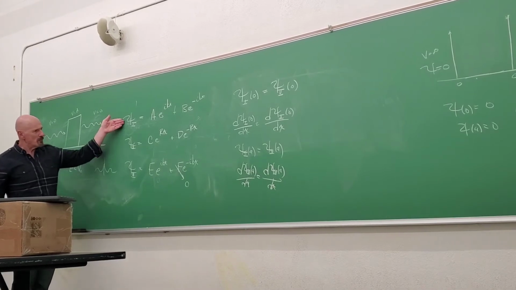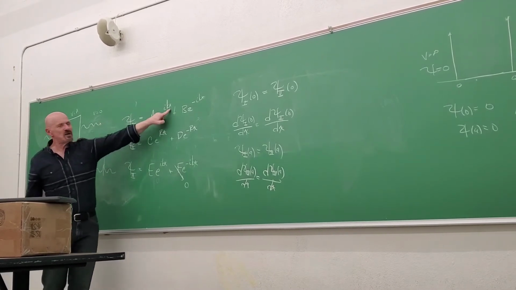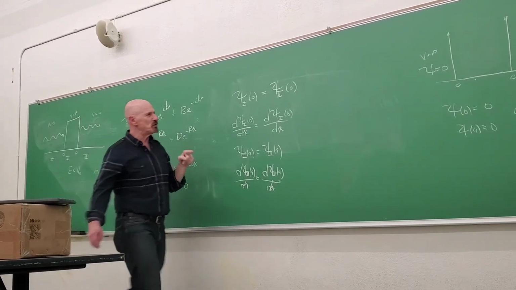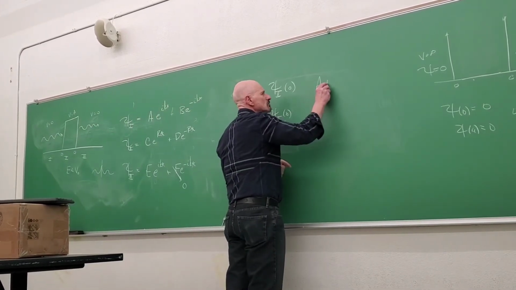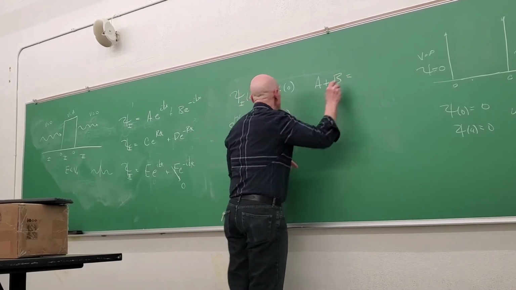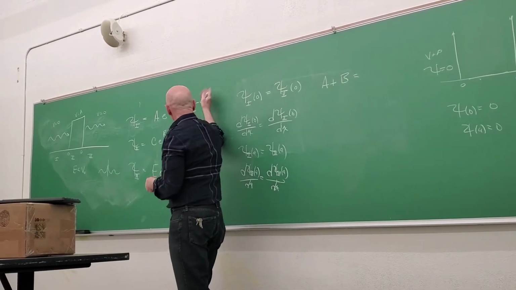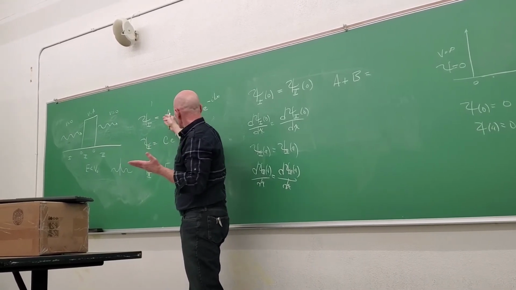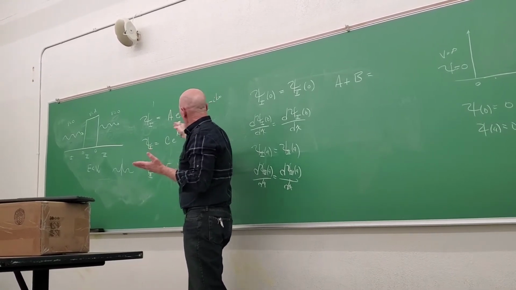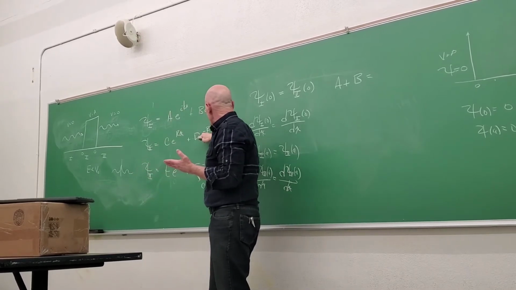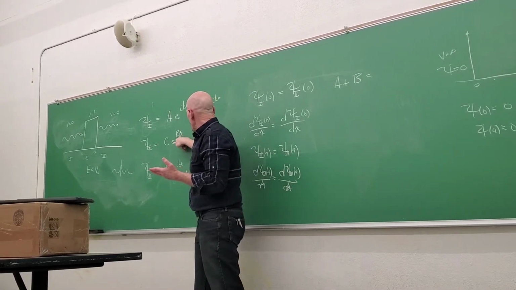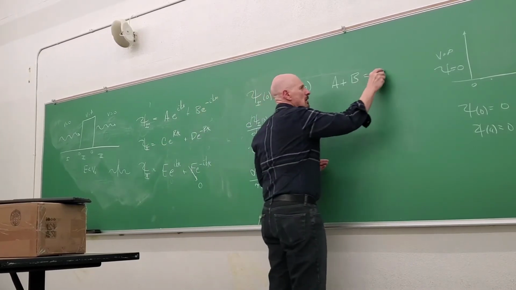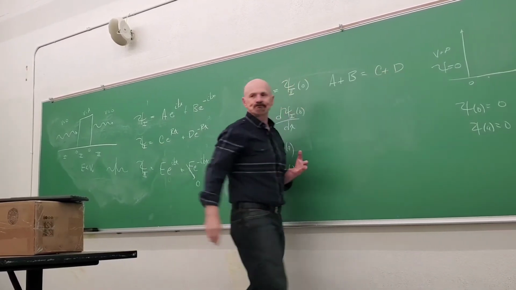For the first one, psi, if I put 0 in for x, the first one produces A plus B. If I put 0 in for this, it becomes e to the 0, which is 1. So I get A plus B. Then it has to be equal to this, where x is 0 as well. Well, that becomes e to the 0 as well. So it becomes equal to C plus D.